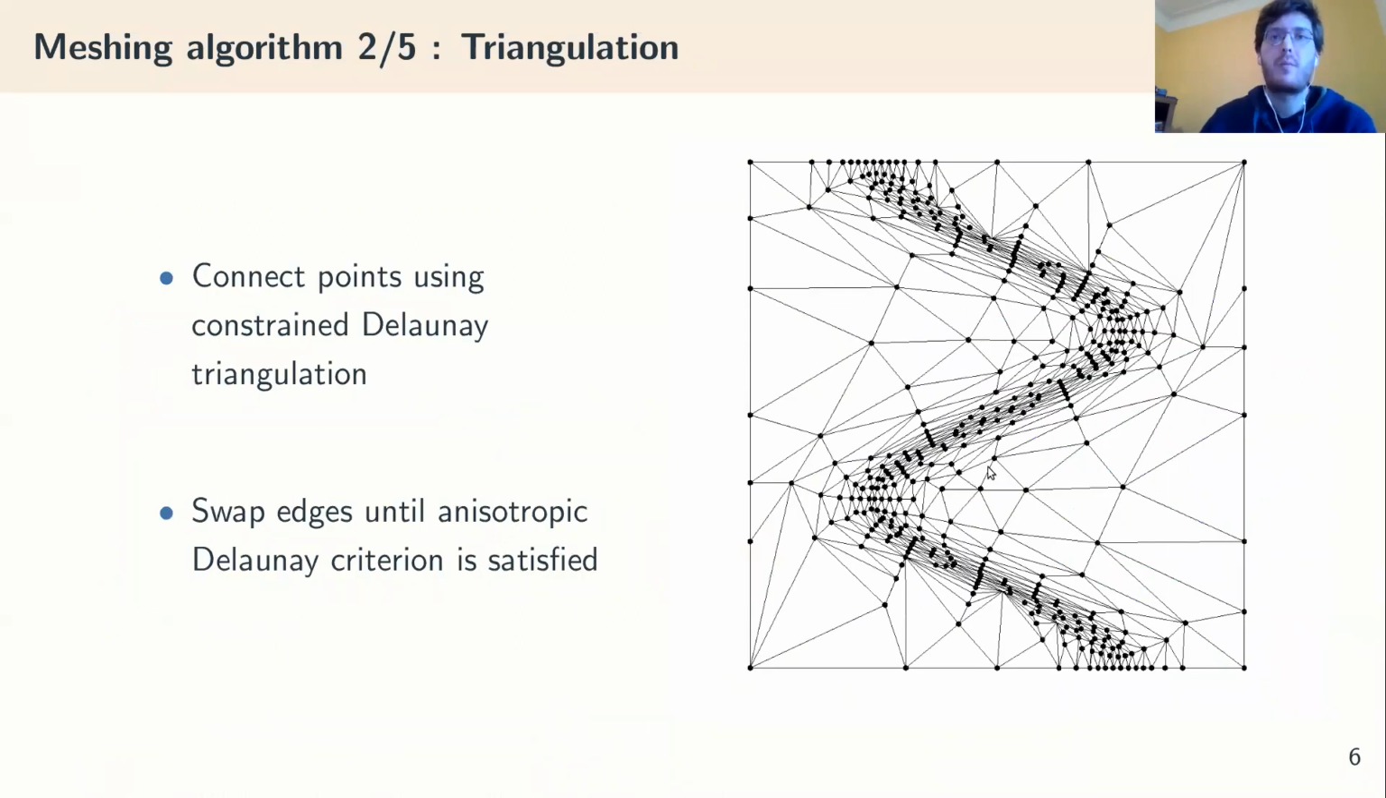Once we have generated our points, we connect them first in an anisotropic fashion. So we use, for example, a constrained Delaunay triangulation, and then we swap the edges until the anisotropic Delaunay criterion is satisfied. So we obtain this kind of mesh. And then we are going to curve all the edges one at a time.